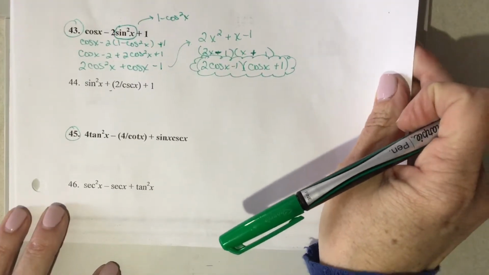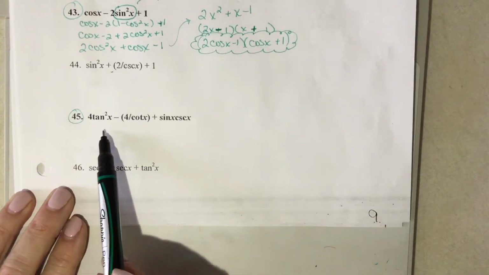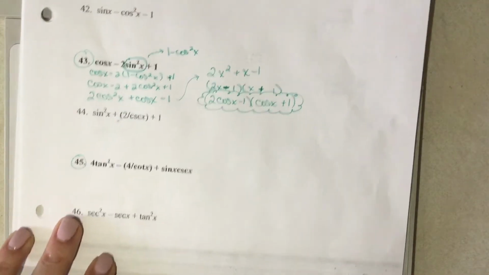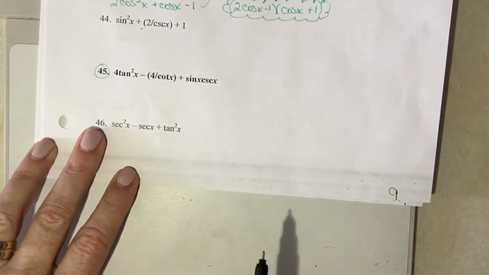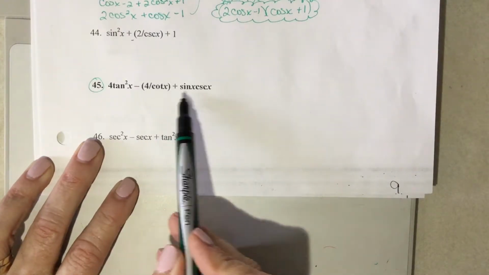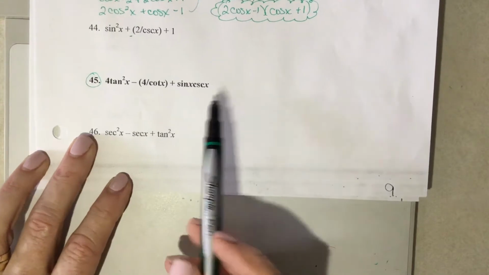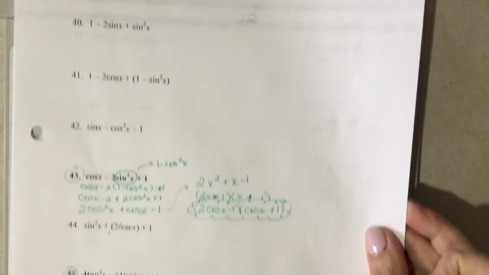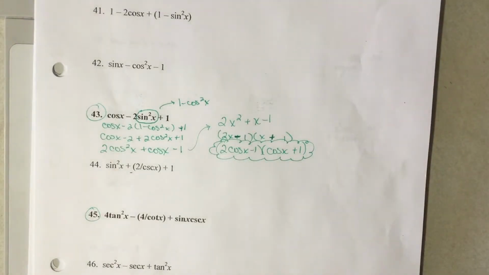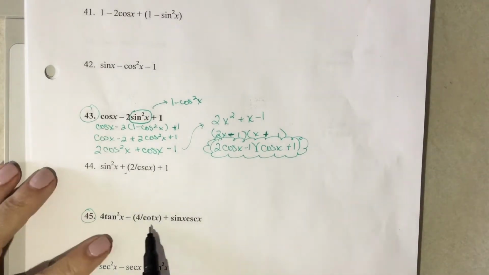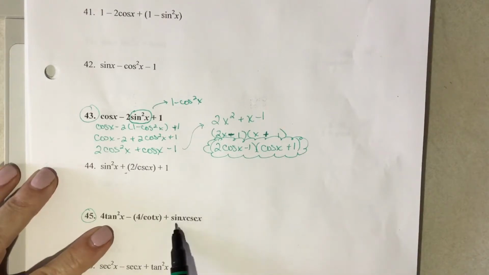45, I have 4 tangent squared x minus 4 cotangent squared x over 4 over cotangent x plus sine x times cosecant x. I don't know why this, just a second, guys. Can you see it on there? That's what I want to do. Okay, here we go. So 4 tangent squared x, and now cotangent, and then I've sine and I have cosecant.